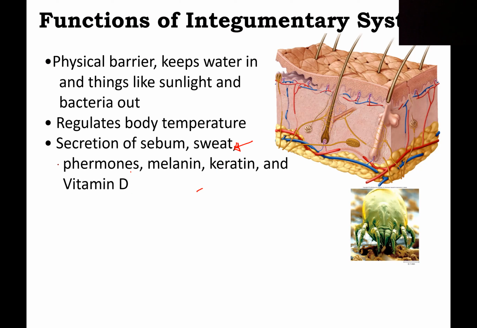Pheromones is placed in some types of sweat. So you have more than one kind of sweat. You have the sweat that helps you cool off and get rid of waste products. And then you have the sweat with the pheromones. The pheromones are odors, chemicals. They're chemicals that we emit out into the world.